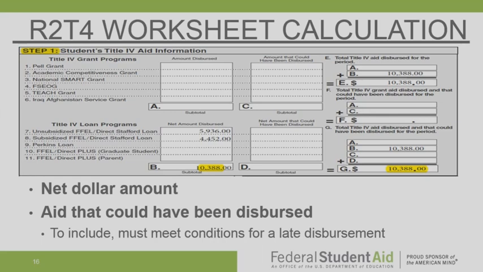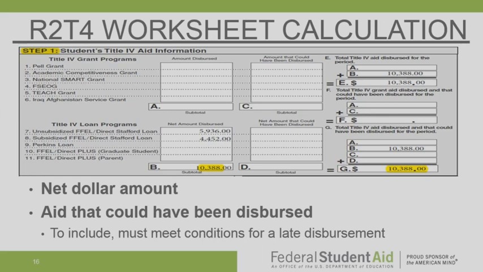D is net amount that could have been disbursed. For Title IV, these are the funds that you've allocated for the payment period, but you were not able to disburse at the time the student withdrew. They can be added to this list as long as they meet the conditions of late disbursements. There are 3 conditions of late disbursements. 1, the SAR and ISIR has to be valid and processed with an EFC, except if the loans are PLUS loans. 2, the loans have to be originated. 3rd, the MPN has to be signed.